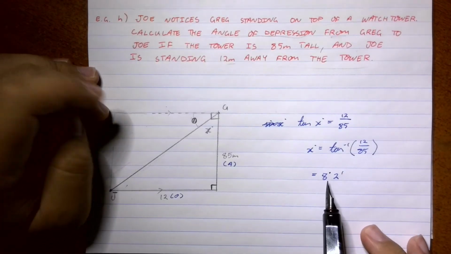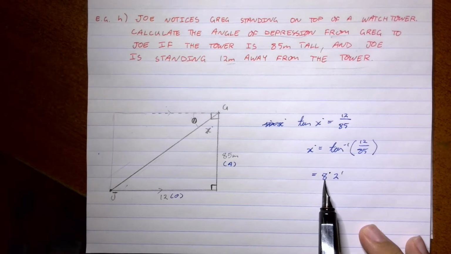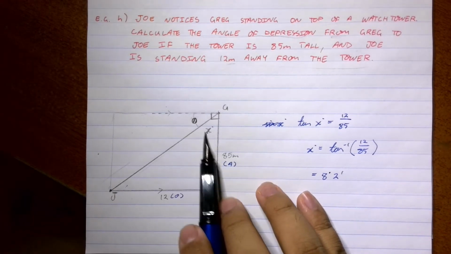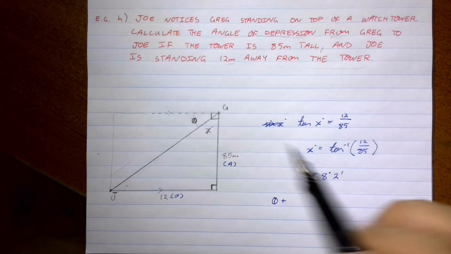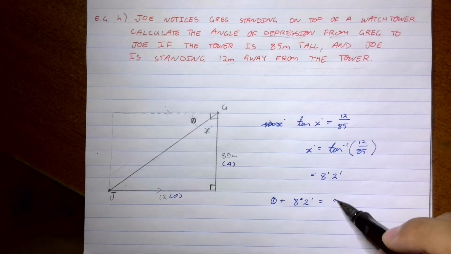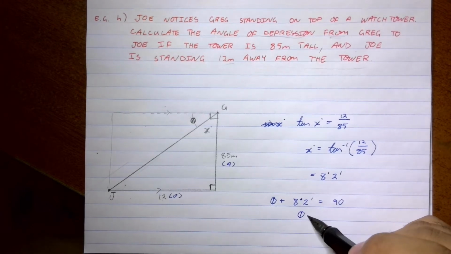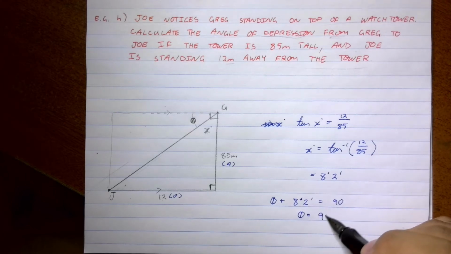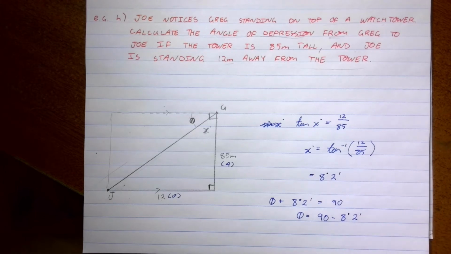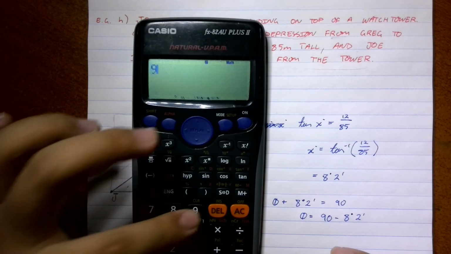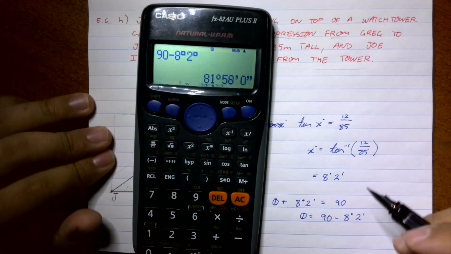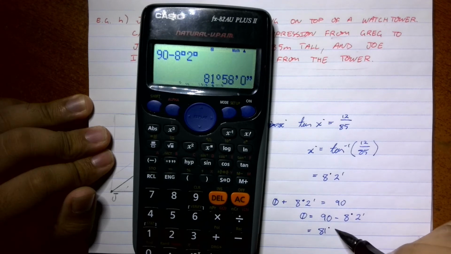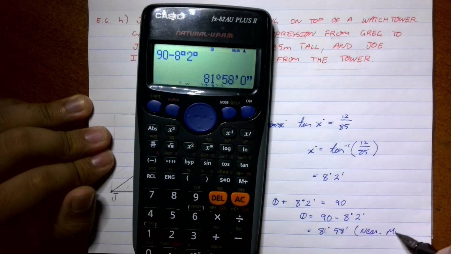But be careful now, because this isn't the angle of depression. It's this one here. We want theta. Since theta plus this angle of 8 degrees 2 minutes will equal 90 degrees, we can calculate theta by subtracting 8 degrees 2 minutes from 90. You can do this by simply inputting it: 90 minus 8 degrees 2 minutes. We have 81 degrees 58 minutes, and that is to the nearest minute.